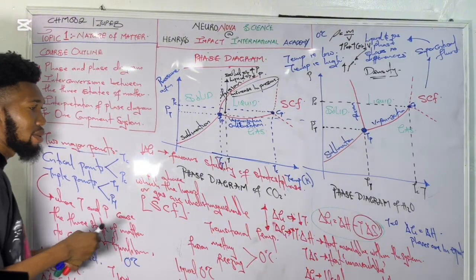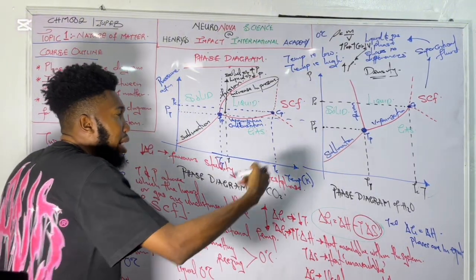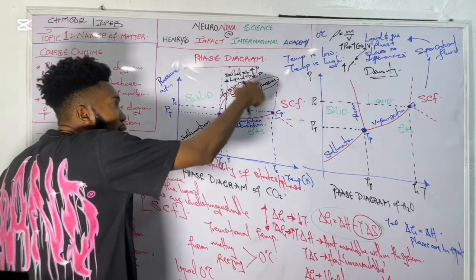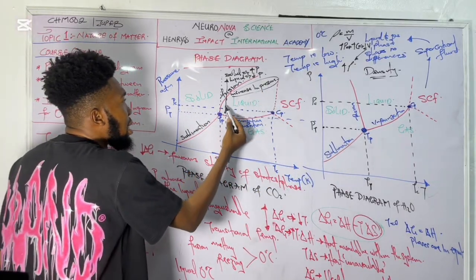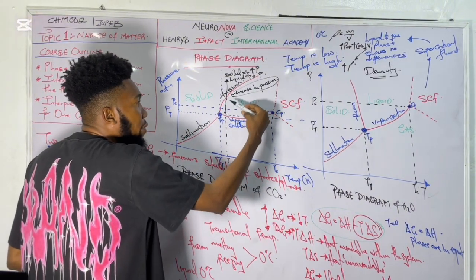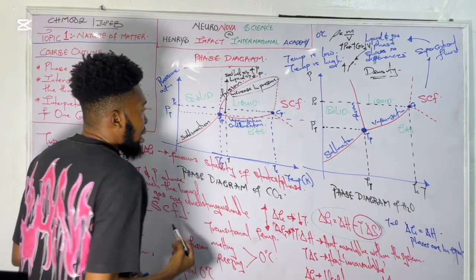Very, very key. They will ask you in exams. They will tell you, using a phase diagram, explain why the density of solid carbon dioxide is greater than the density of liquid carbon dioxide. The reason is that an increase in pressure at constant temperature changes the phase of liquid carbon dioxide into solid carbon dioxide. That's basically it.